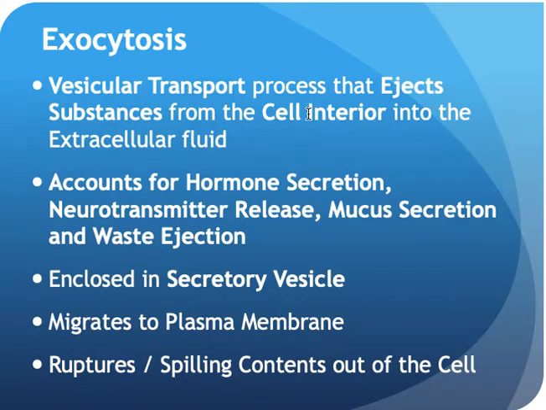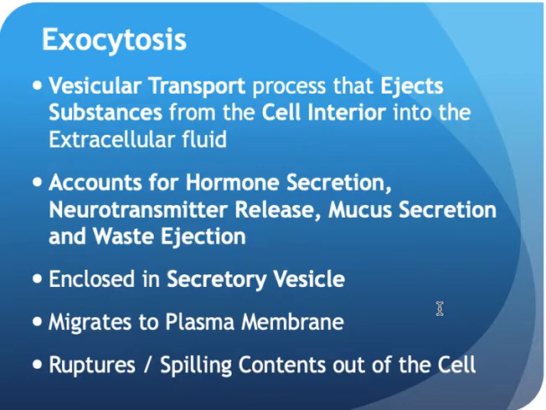We're using a vesicle again. We're ejecting things from the cell interior into the extracellular fluid, so we're expelling them from the cell. It accounts for hormone secretions, neurotransmitter release, mucus secretions, and waste ejection, a lot of things that we're making within the cell. They're enclosed in a secretory vesicle, which migrates to the plasma membrane, and then it ruptures and spills its contents out of the cell. So again, endocytosis brings things in, exocytosis moves things out.